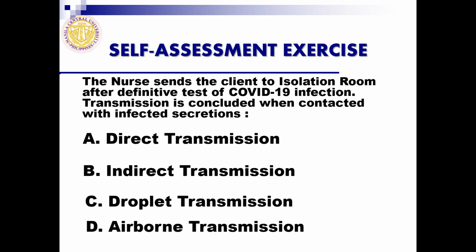We need 30. The nurse sends the client to isolation room after definitive test of COVID-19 infection. Transmission is concluded when contacted with infected secretions. A, direct transmission. Letter B, indirect transmission. Letter C, droplet transmission. And letter D, airborne transmission. So I'll be counting. So I'll just need 30, although we have achieved 30. So how many are we in the Zoom room? We are already 41. Kanina 42, 43. So the 2 are missing. So I'll just check it later. So we are now 32.